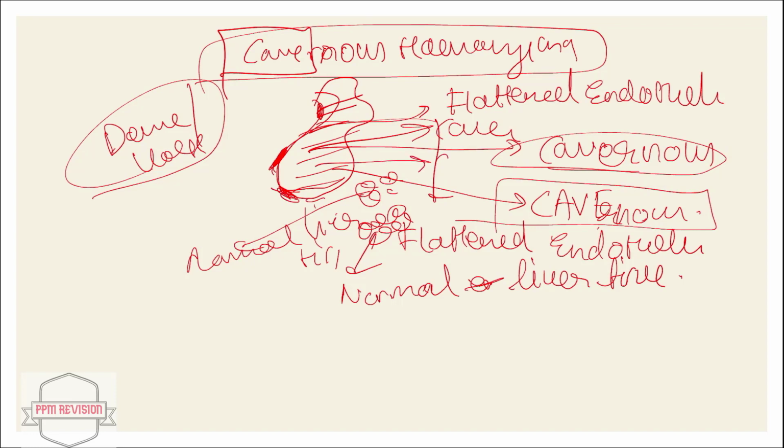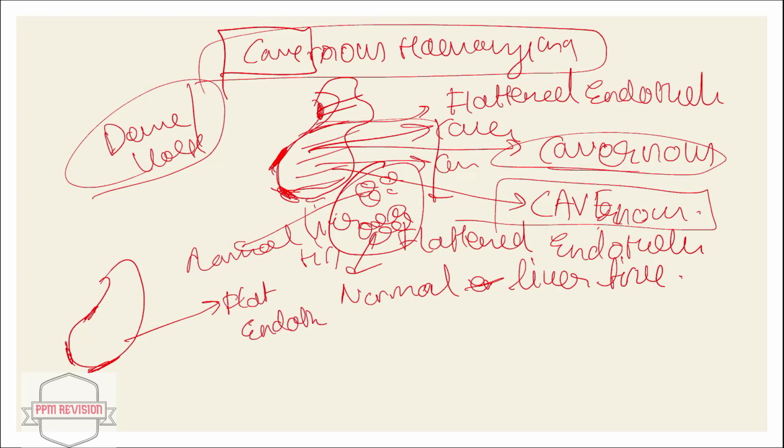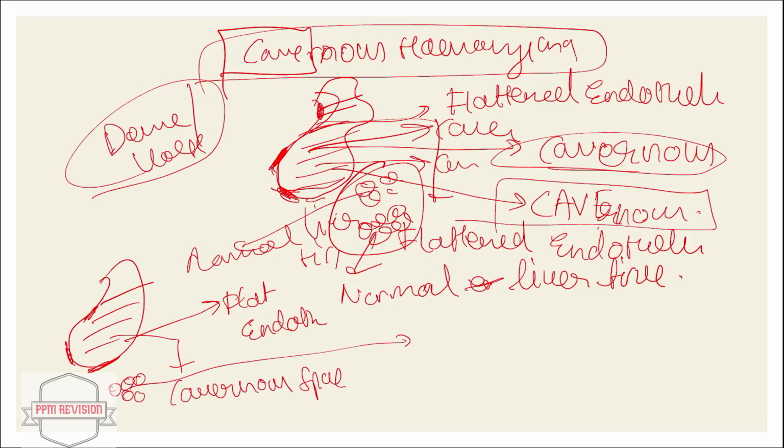Moving ahead, cavernous. Cavernous, there's flat endothelium. There's a cavernous space that is seen. And there can also be normal liver. See, there is flattened endothelium, and there's also cavernous space, correct? And there's also the normal liver tissue that is present.